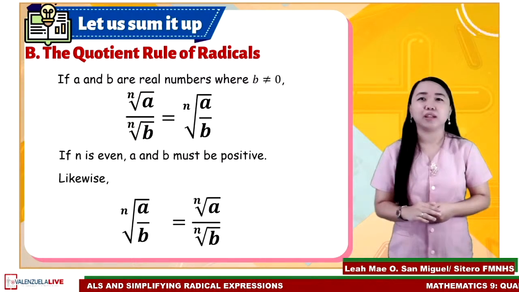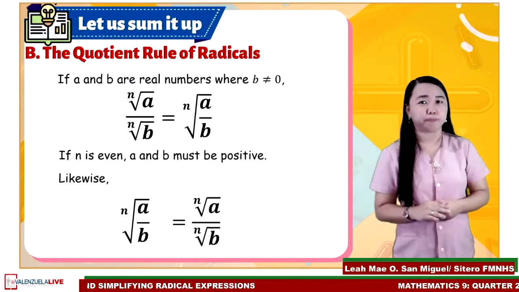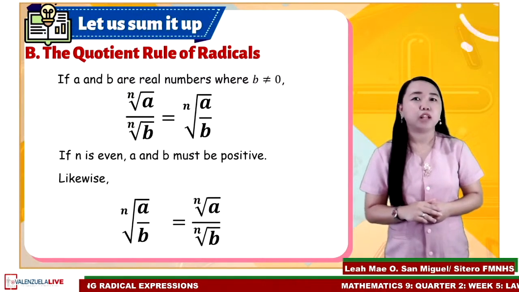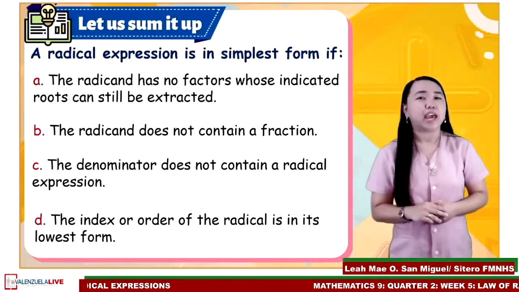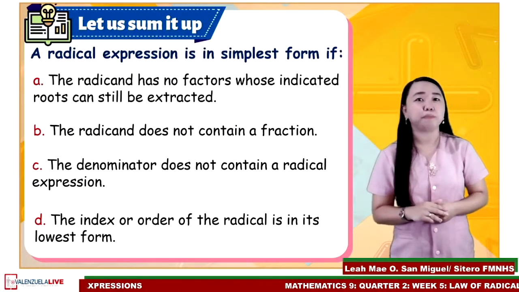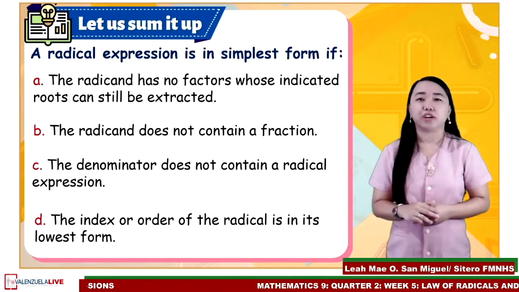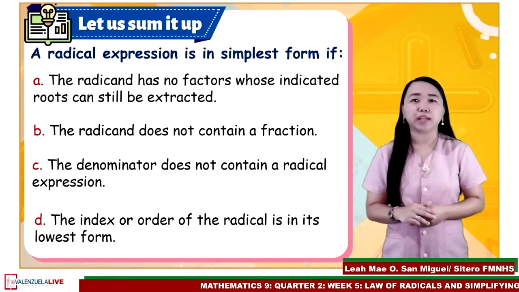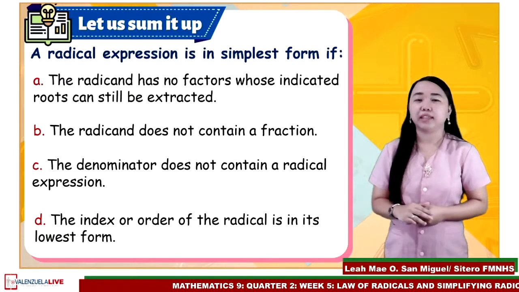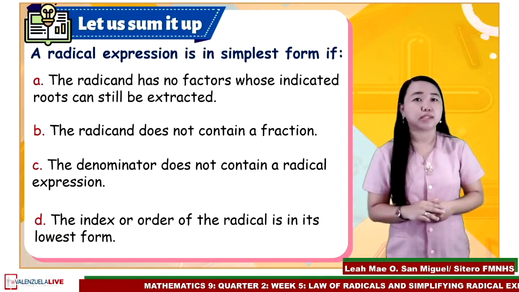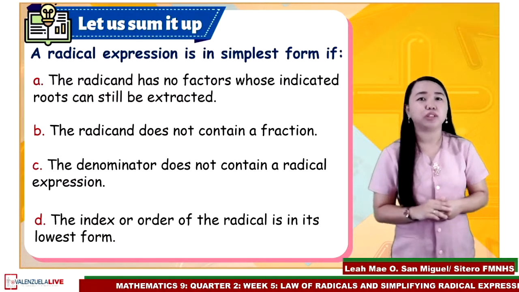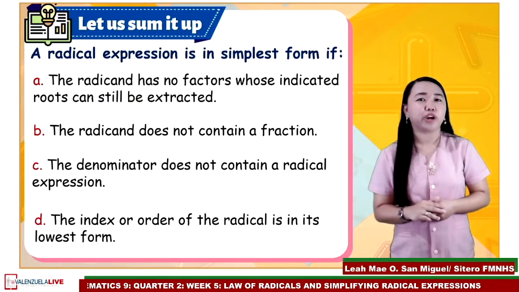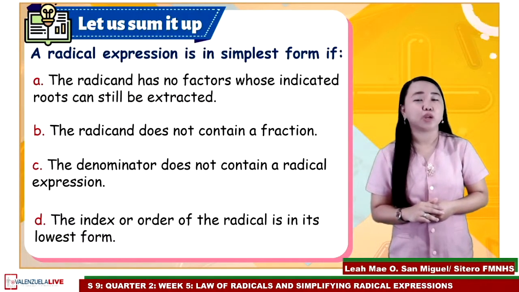When is the radical expression in simplest form? It is very important to check your final answer if it follows the following conditions. A radical expression is in simplest form if A. The radicand has no factors whose indicated roots can still be extracted. B. The radicand does not contain a fraction. C. The denominator does not contain a radical expression. And D. The index or order of the radical is in its lowest form.